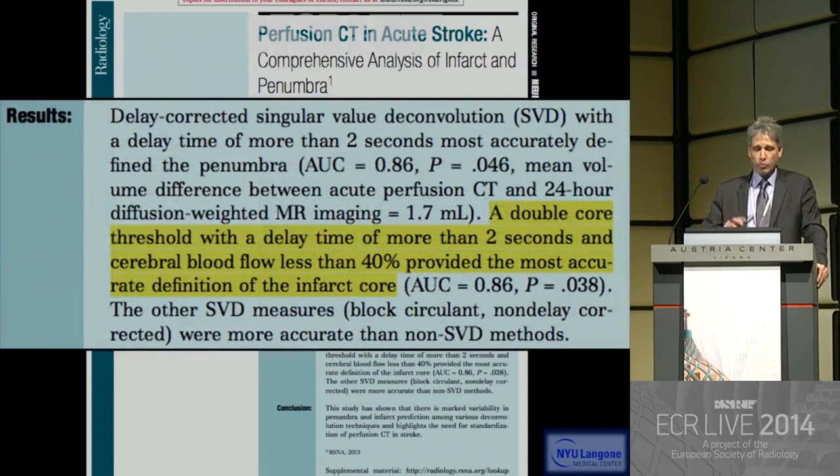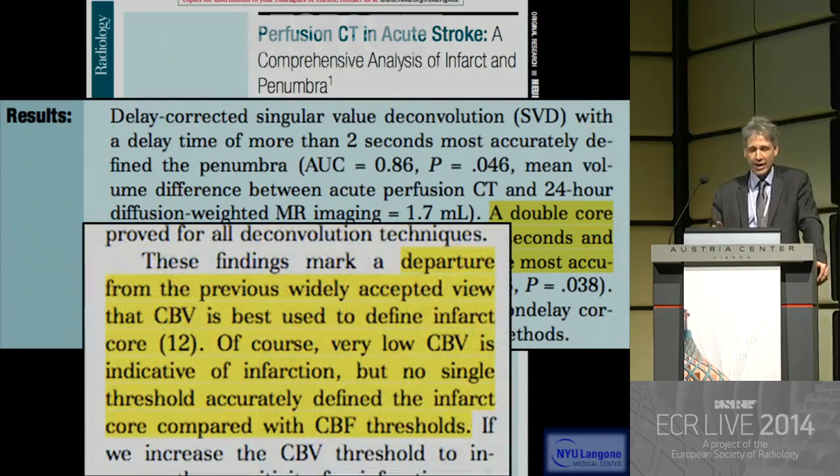He said a double core threshold, and he was using cerebral blood flow and mean transit time, two indices together, with a delay of more than 2 seconds, Tmax greater than 2 seconds, and cerebral blood flow of less than 40%, provided the most accurate definition of infarct core. So we've moved away from CBV. And this was so astounding that he even felt the need to say this is a departure from the previous widely accepted view that CBV is best to use to define infarct core.